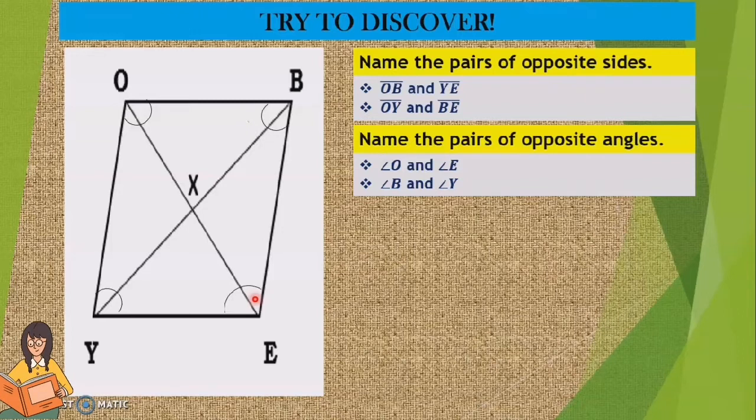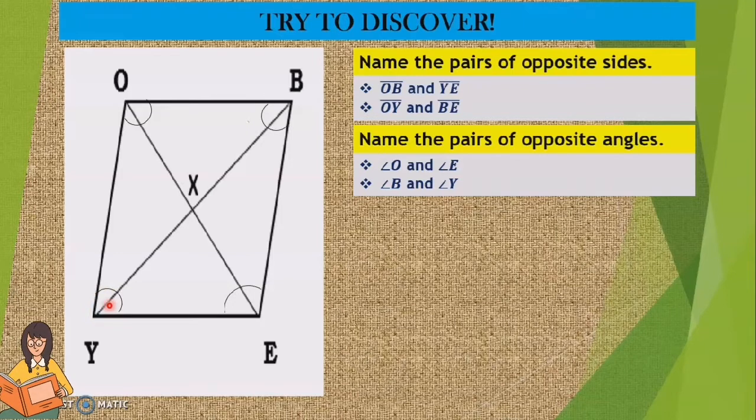Yes, I know that you actually know the answer because you have already learned this when you were in Grade 7. In using three capital letters, we just have to remember that the letter of the vertex must always be at the middle. So you can interchange the first and the third letter. Alright, so angle B here can be named as angle OBE or angle EBO. And angle Y can be named as angle OYE or angle EYO.